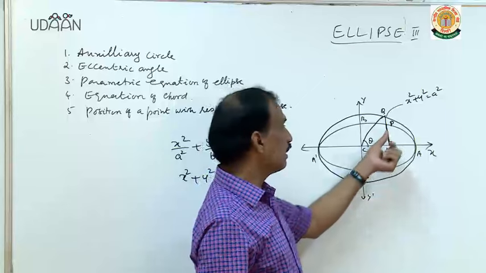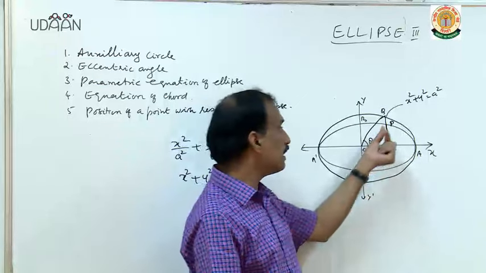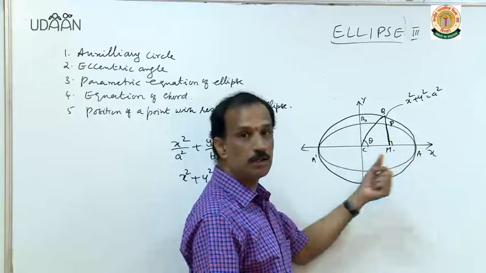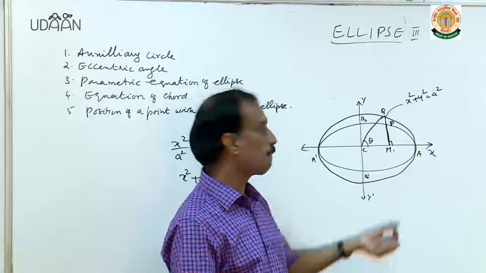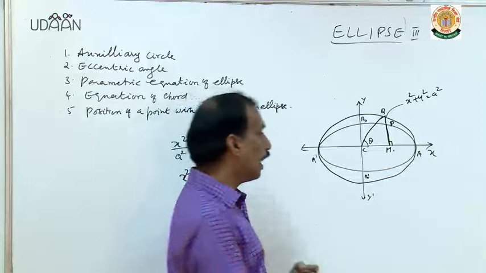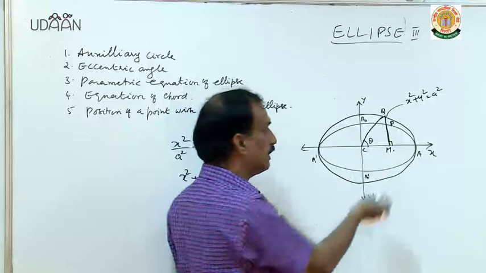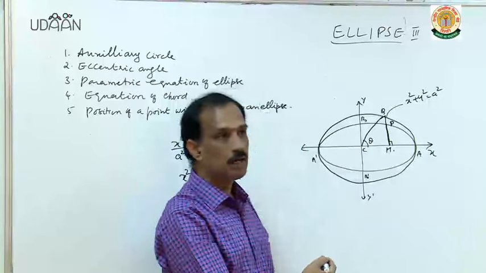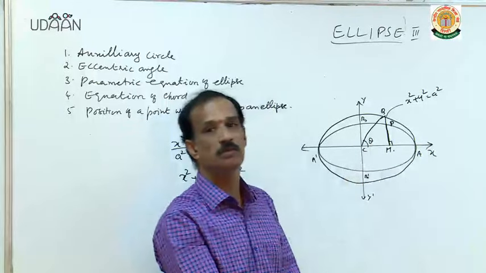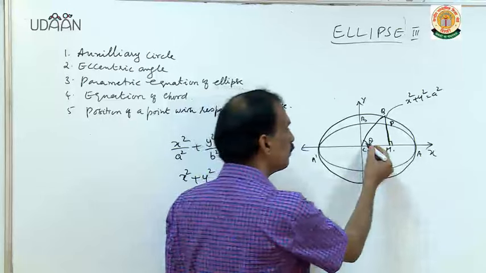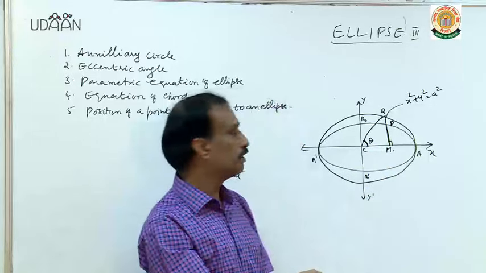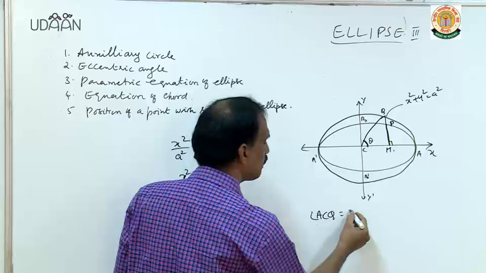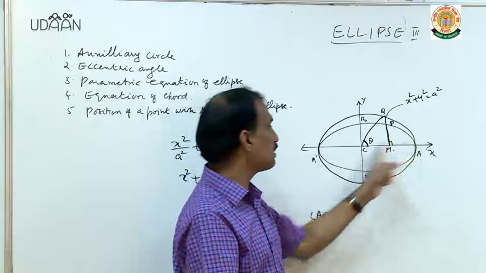What we have taken here: P is a point on the ellipse. You draw the perpendicular from P to the axis, that is PM is a perpendicular. Extend this upward, that is MP is produced to meet the auxiliary circle at Q, and join CQ. CQ is making an angle theta, that means angle ACQ equal to theta.